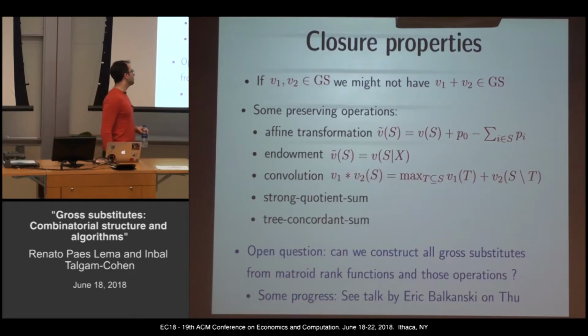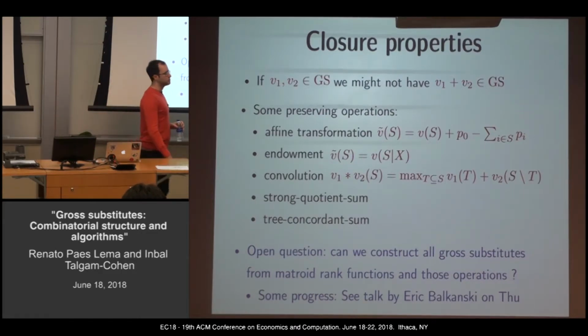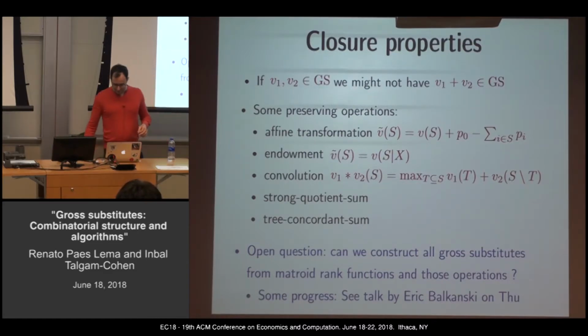Can you construct all gross substitutes? And that's not known. So there is a subclass of substitutes called matroid-based valuations, which will start with matrix rank functions, and you apply convolutions, the first three operations, convolutions, endowments, and affine transformations, and you can ask, is that enough? We don't know. That's open. I really like these questions.